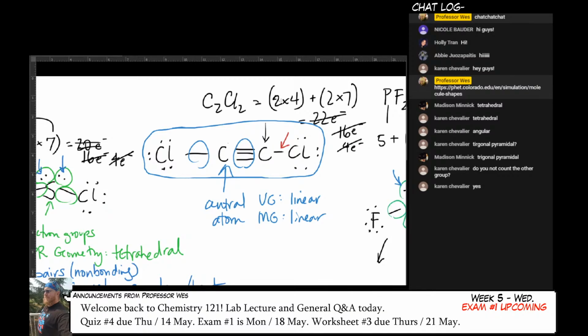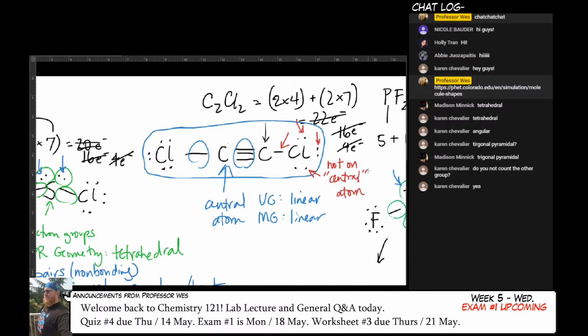So we don't count that one, in the same way that we don't count these electron pairs, because they're not on the central atom. Even though in this case, we're going to put these little air quotes around it, because we didn't choose them to be the central atom. So we ignore them.